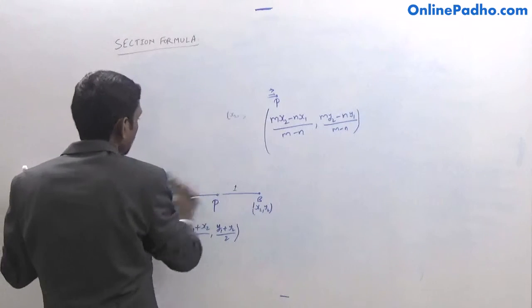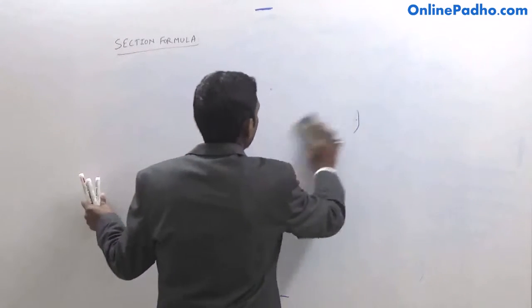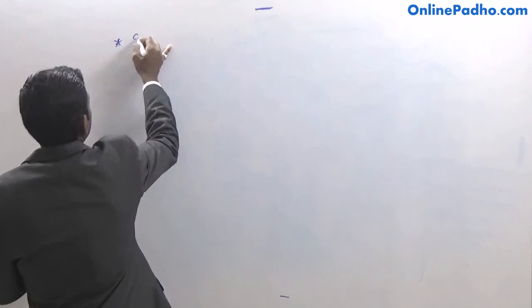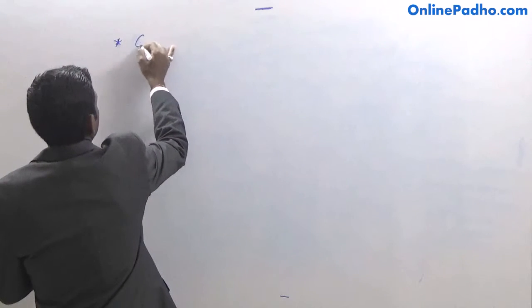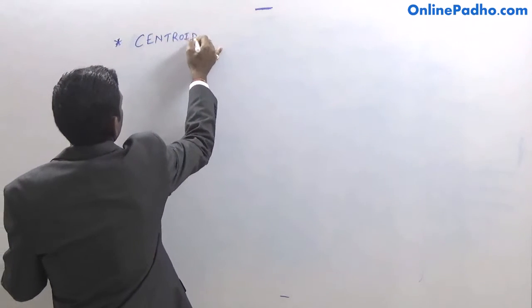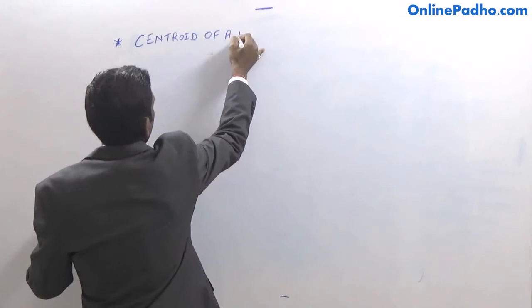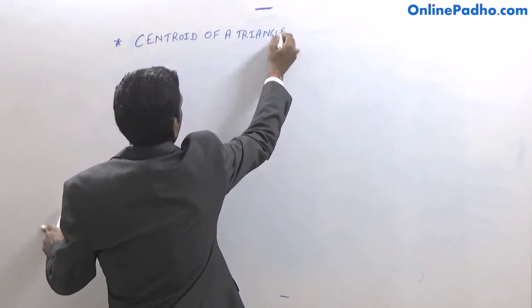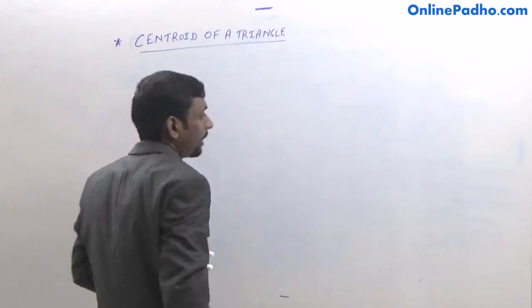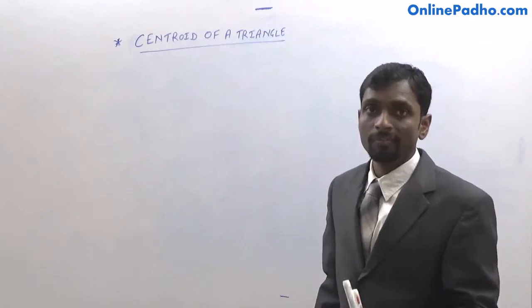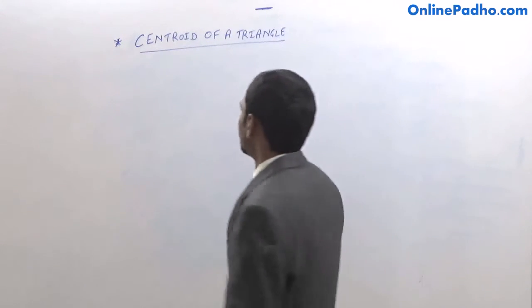And the fourth and the last part of the section formula is called the centroid of the triangle. Centroid of a triangle. Now let me discuss what the centroid is and how to find the coordinates of the centroid of a triangle if all the three vertices are given.